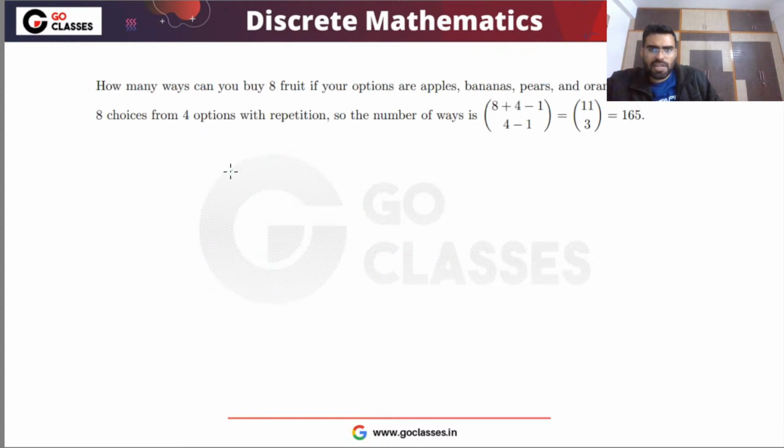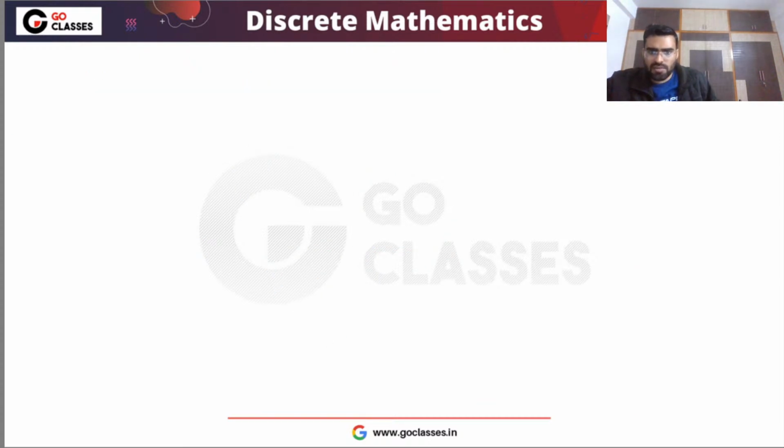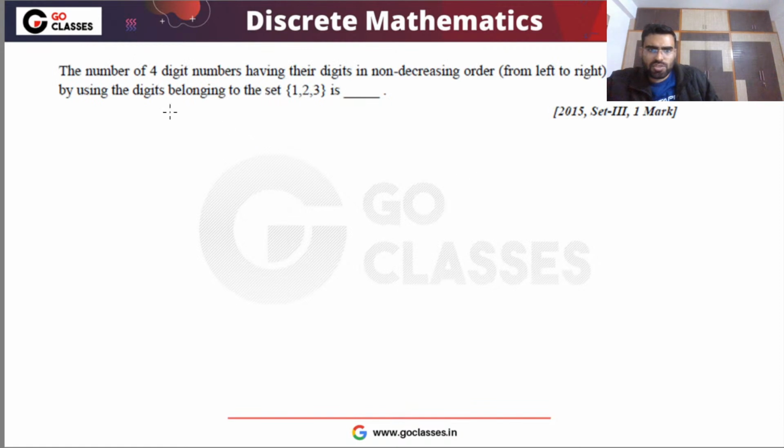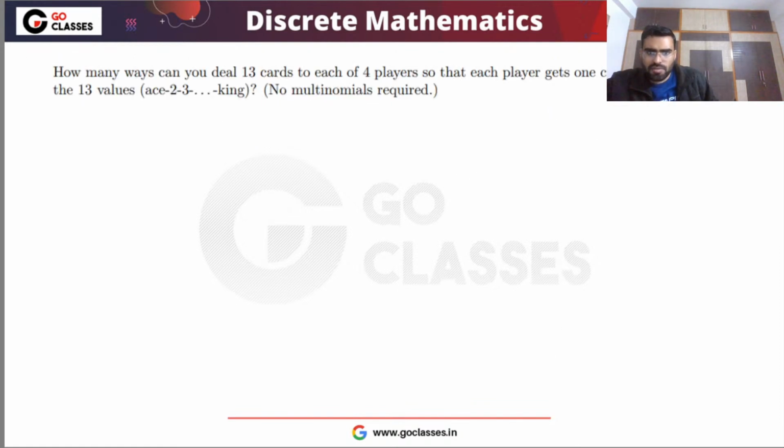Next, can anyone tell me what is okay? So this answer is 11 C3, and you can notice this question we have already done. This is also IODB. Can anyone tell me the answer for this? How many ways can you deal 13 cards? So take this as homework, and you can put the answer in the comments. What is the answer? Answer in the comments.